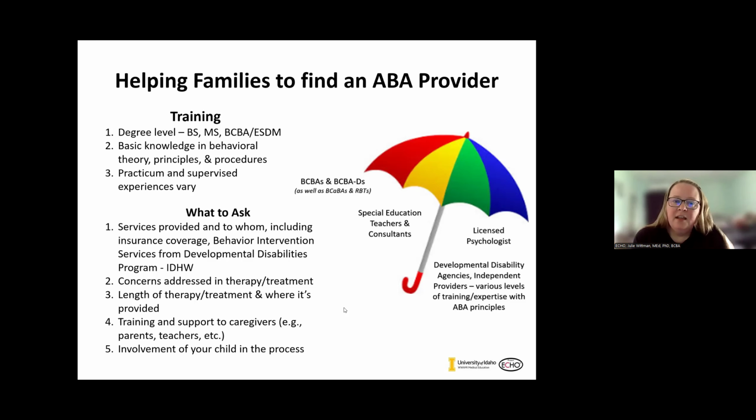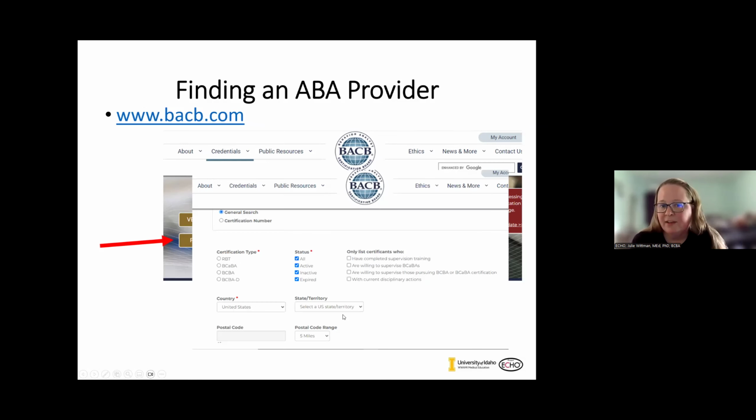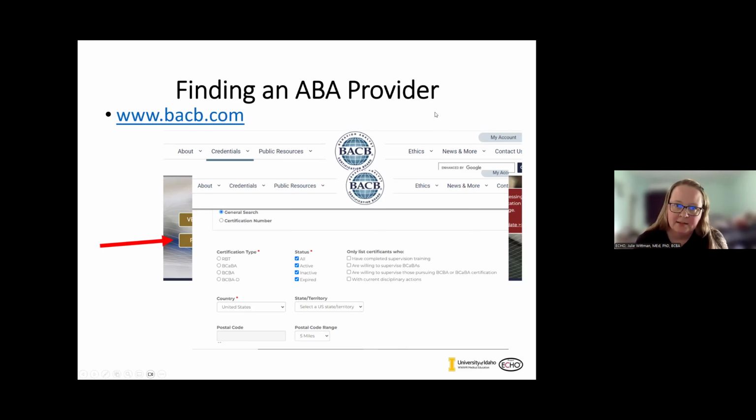Lindsay, next slide. If you want to find a BCBA, the best way to do it is to go to our governing organization, which is the Behavior Analyst Certification Board. This is our website. If you click on Find a Certificate, then you can pull up this search engine. It allows you to search by state, postal code, find somebody who's within 5, 10, 100 miles of you. So that's the best way to find a BCBA. And you can actually message them through this particular website after you've got them pulled up through that search.